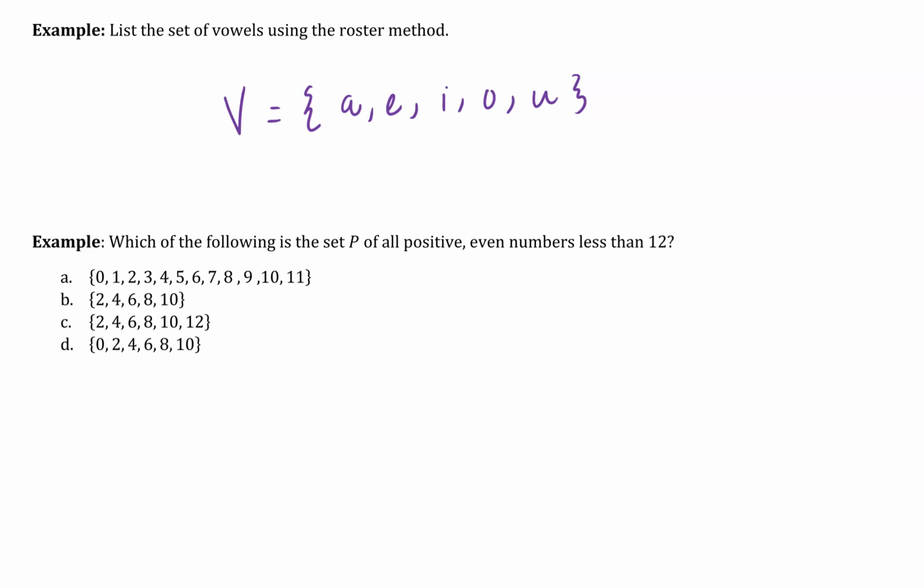Which of the following is a set P of all positive, even numbers less than 12? Okay, so there's a few things we need to look for when making our selection. Positive, our elements in our set need to be positive. So I look through my answer choices and I don't see any negative numbers, so that's good. Even and less than 12.